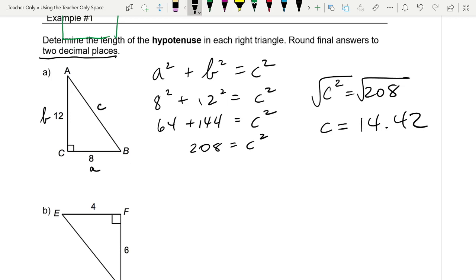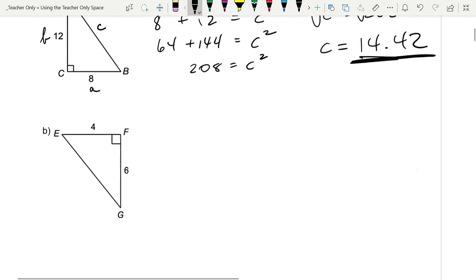And do we have units on this? No. If it doesn't have units, you can just leave it as a number. All right, this one you could probably do mentally.